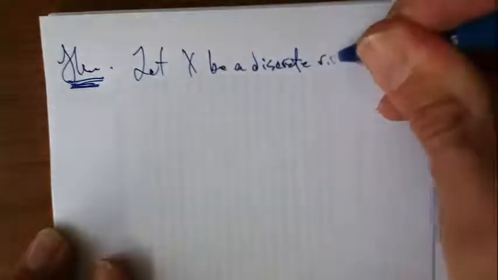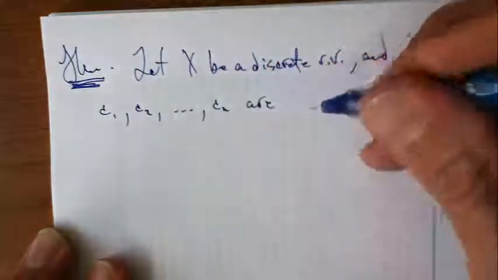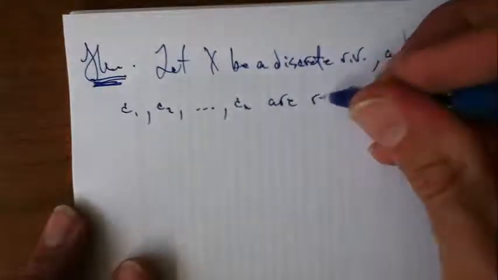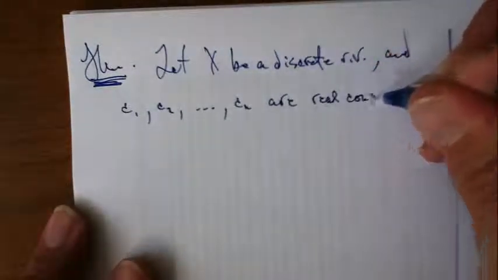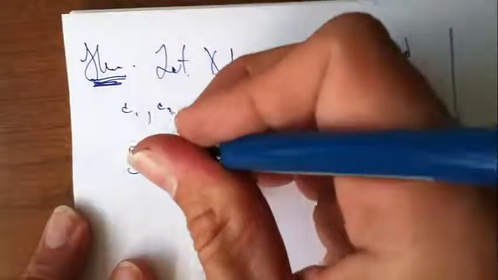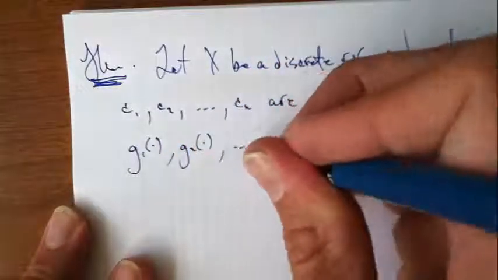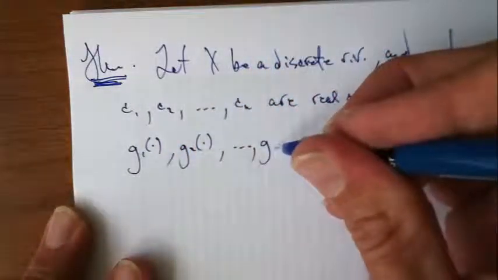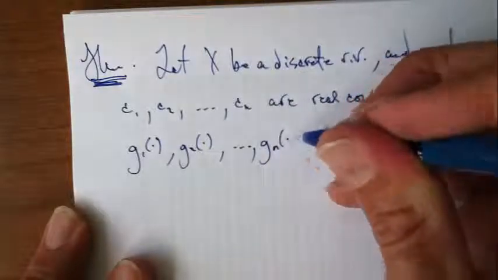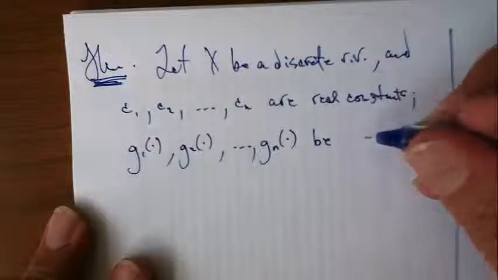And C1, C2, etc., up to Cn are real constants. And let's let G1, G2, etc., up to Gn, let's let these guys be functions. These are functions.